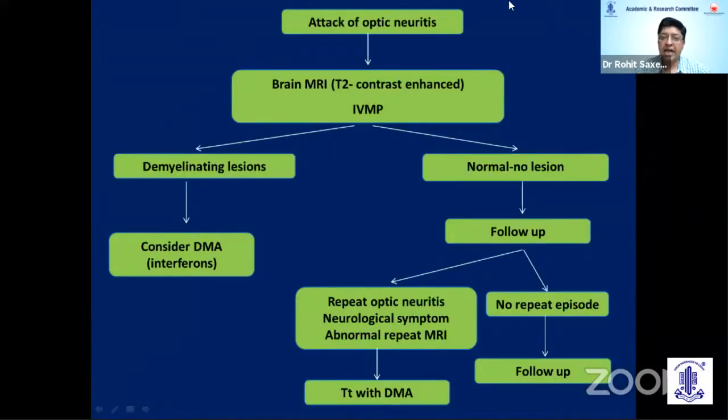Just as a brief final flowchart: with an attack of optic neuritis, you do a brain MRI, you give IV methylprednisolone, discuss with neurologists, and consider interferons and disease-modifying agents. If the MRI is normal, you could follow up these patients. With a repeat optic neuritis, neurological symptoms, or abnormal MRI on follow-up, you again consider disease-modifying agents. With no repeat episode, you could continue to follow up.